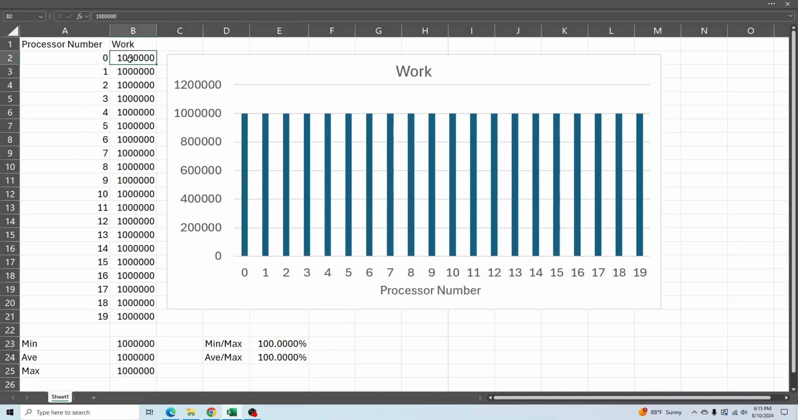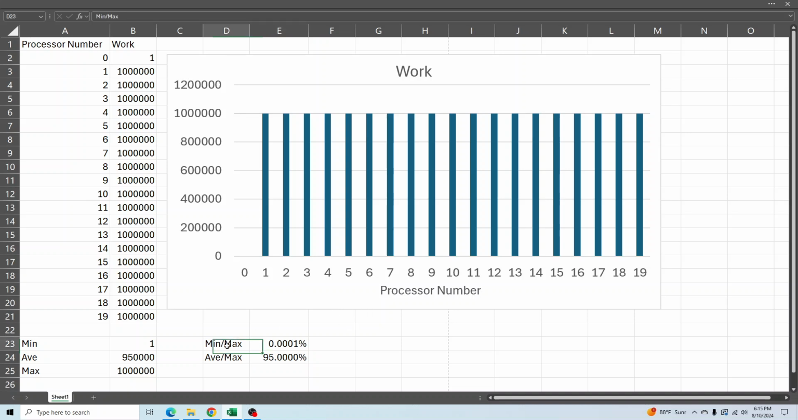But suppose we only give 1 unit of work to this first processor. So it just has 1 unit of work, and all the other processors have 1,000,000 units of work. So if we look at the metric, the min divided by the max, that's 0.0001%. Well, I won't even use the word efficient, but that's what that number is. And the average over the max is 95%.